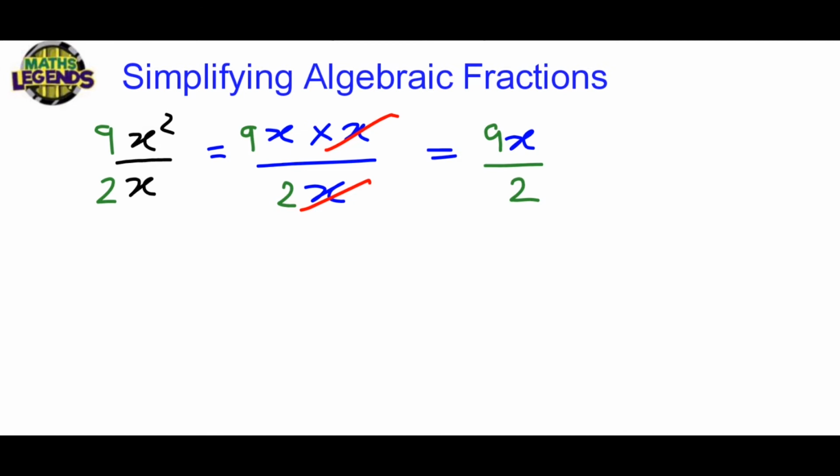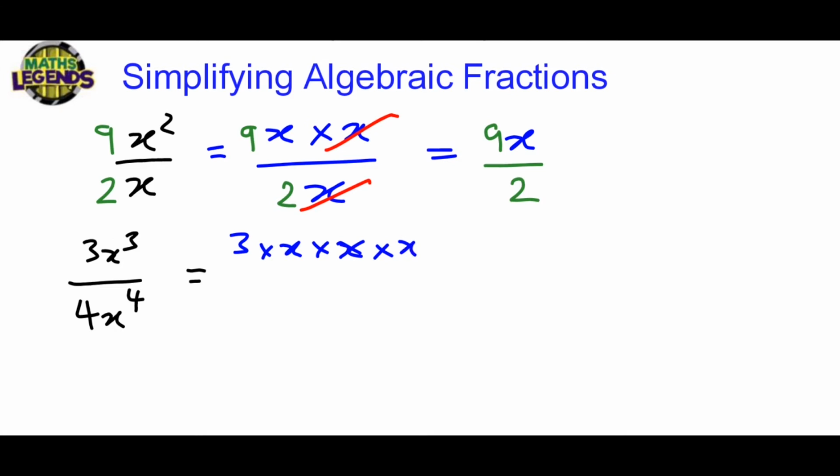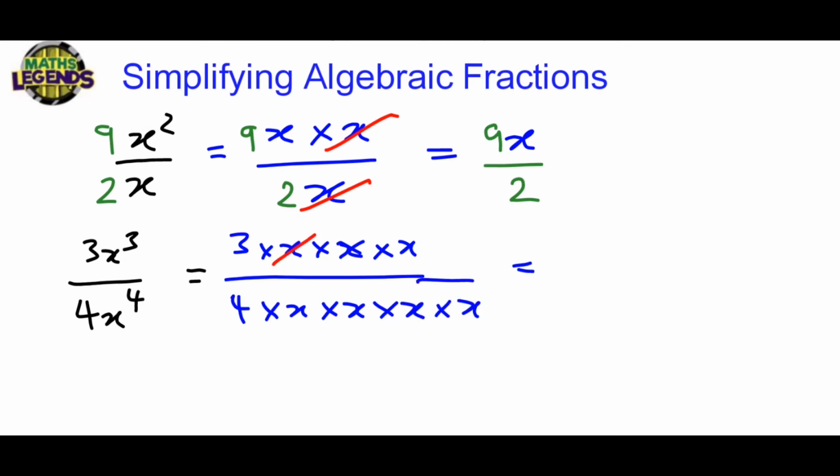Let's look at another example. We have 3x cubed over 4x to the power 4. Then we can simplify this by essentially cancelling 3 times x times x times x all over 4 times x times x times x times x. So we can cancel this x with this one, this x with this, and this x with this one. So we're left with 3 over 4x.